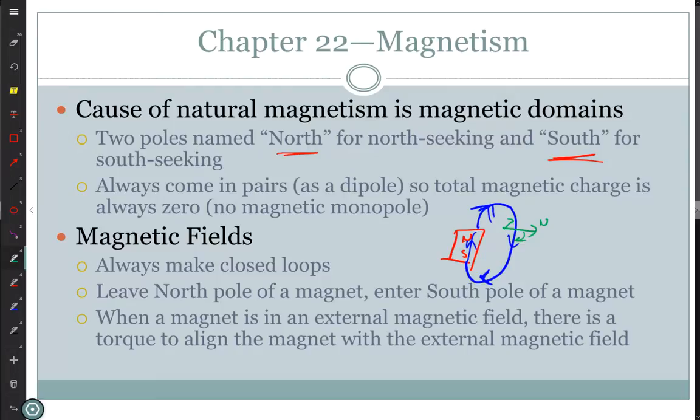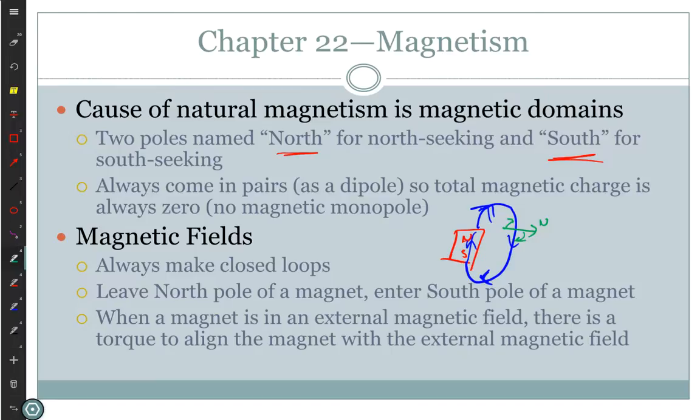Now, we never talked about the actual force between two magnets. We said that opposites attract and likes repel. That is, north attracts south, north repels north. But we didn't talk about, and we're not going to talk about, the actual strength of the force between two magnets.